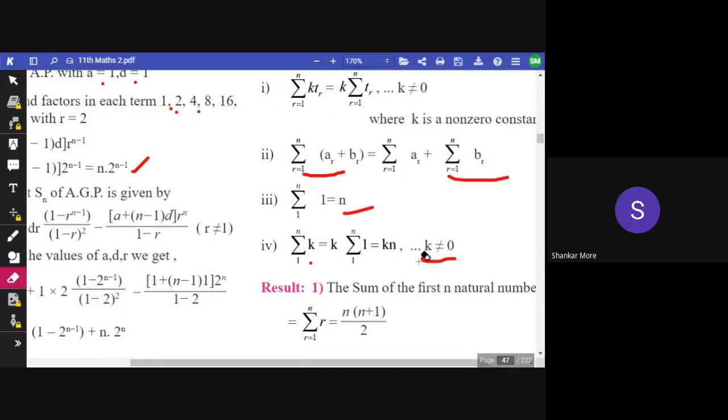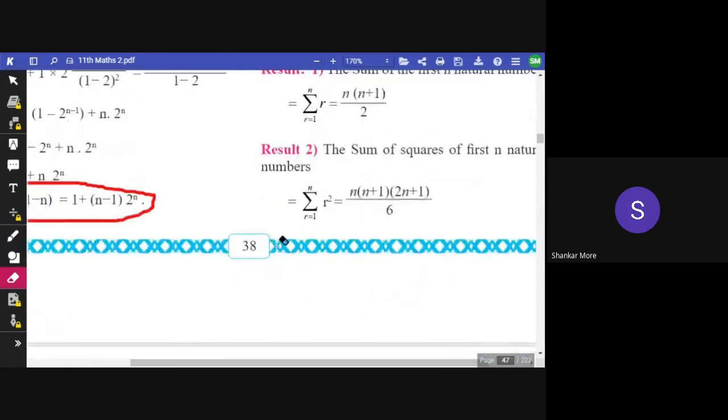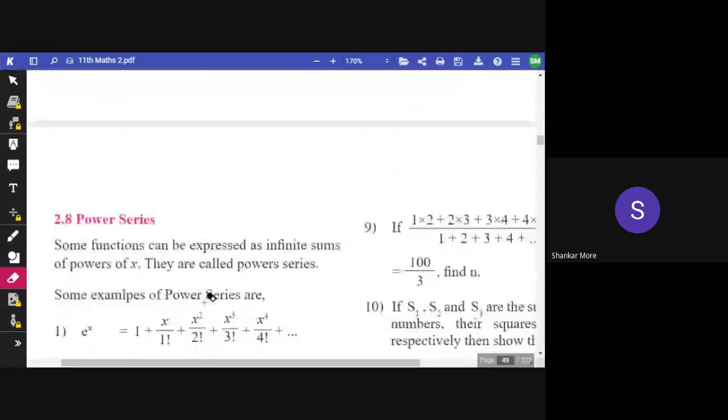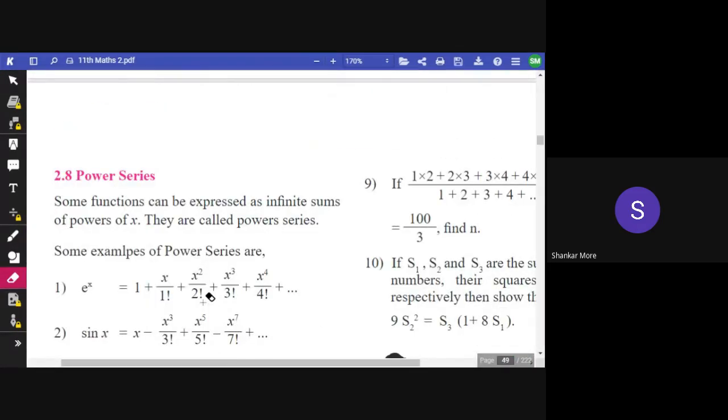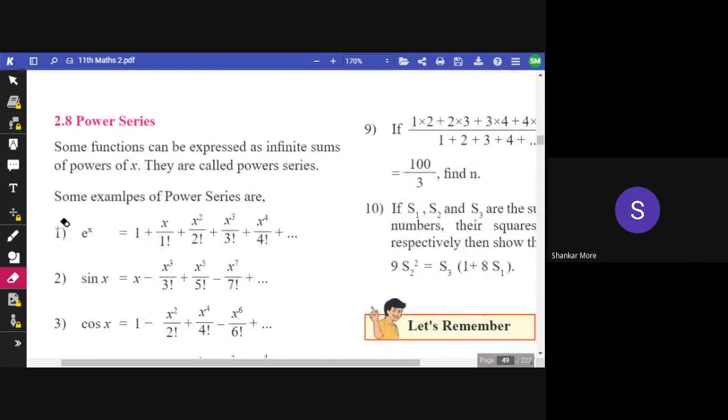So these are the properties of summation. These properties will be helpful for you, and I think they are very easy also. From this chapter, the last topic remaining is power series. Some functions can be expressed as infinite terms of powers of x. They are called power series.